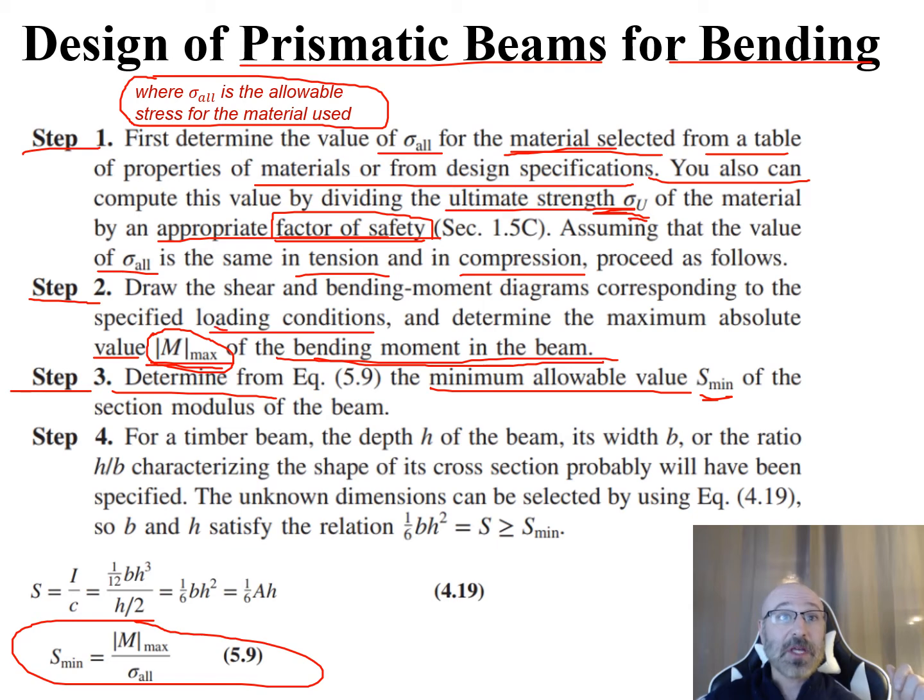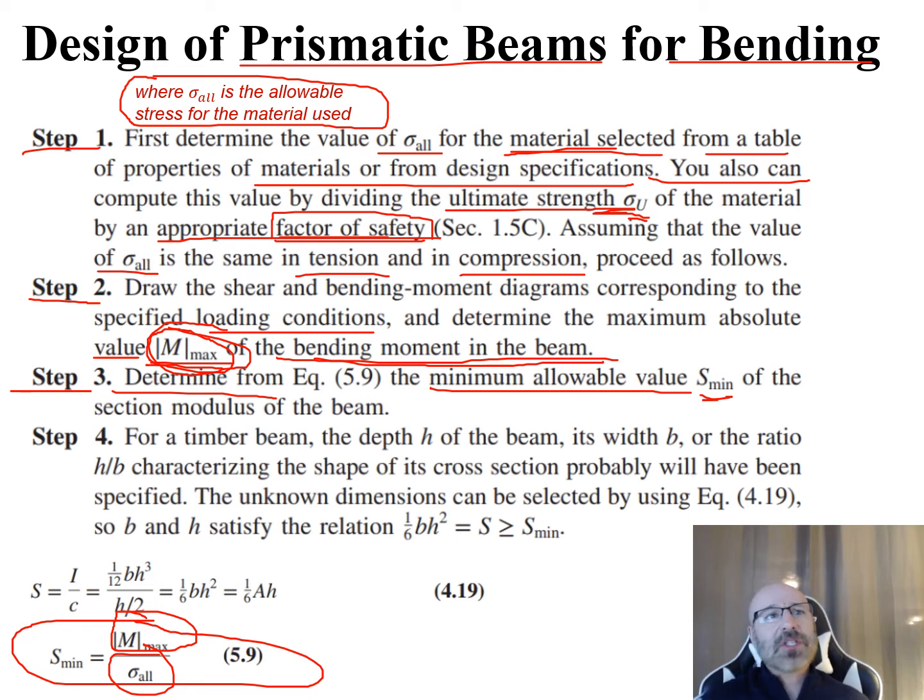So that is right there where we can use that bending moment, that max moment, that absolute value, divided by our allowable stress, our sigma sub AL. So we can divide that in order to get our S min. Now let's consider something else.